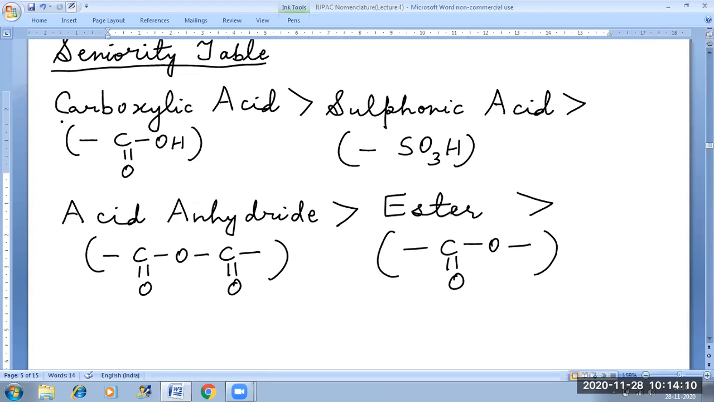So the top is carboxylic acid. This is the first one in the priority series. That means it has the highest priority, followed by other things one by one. So this is a decreasing, or descending, order of priorities.